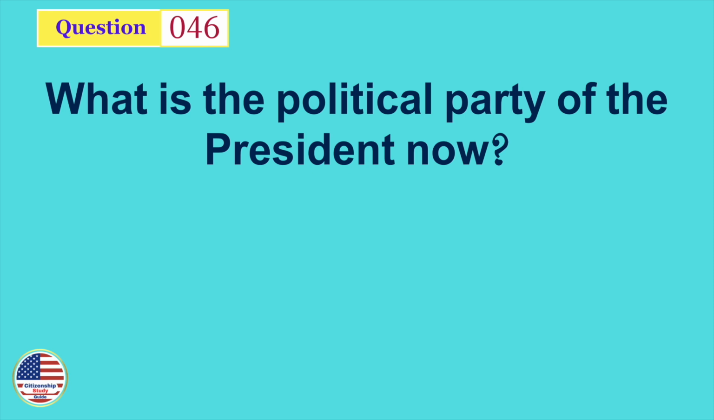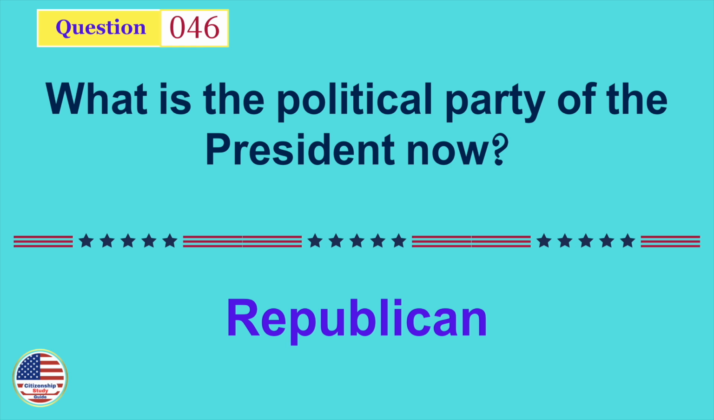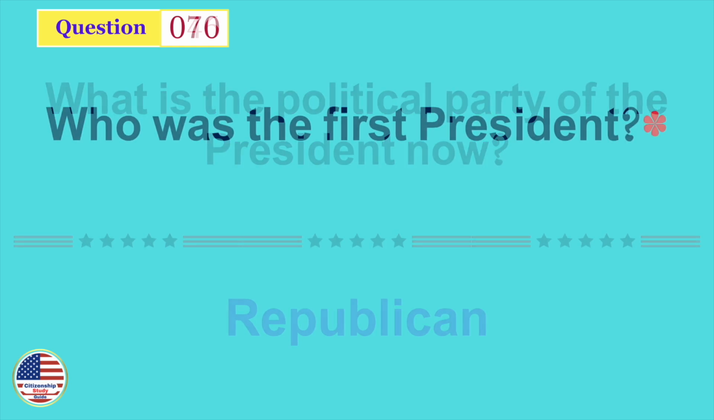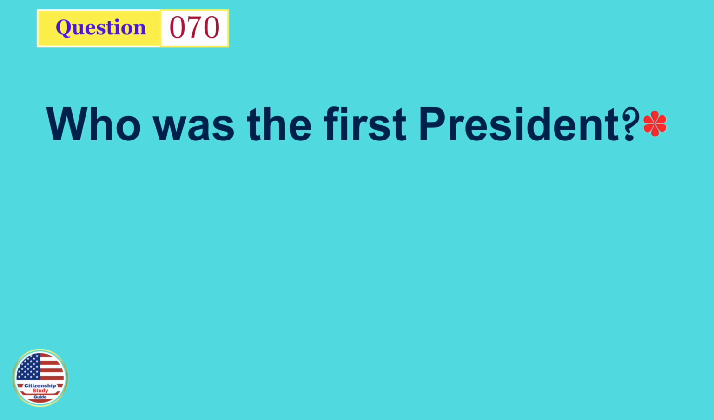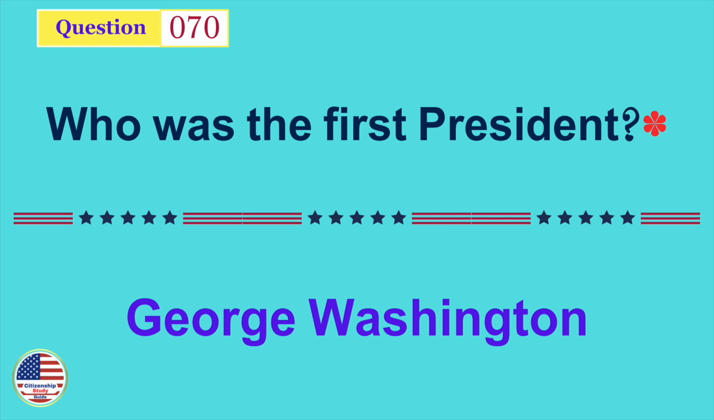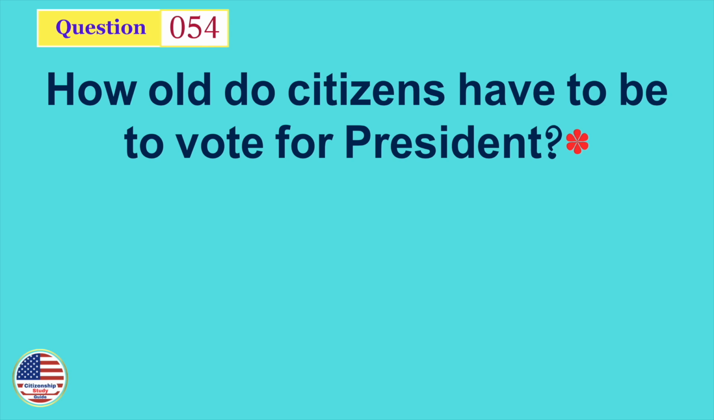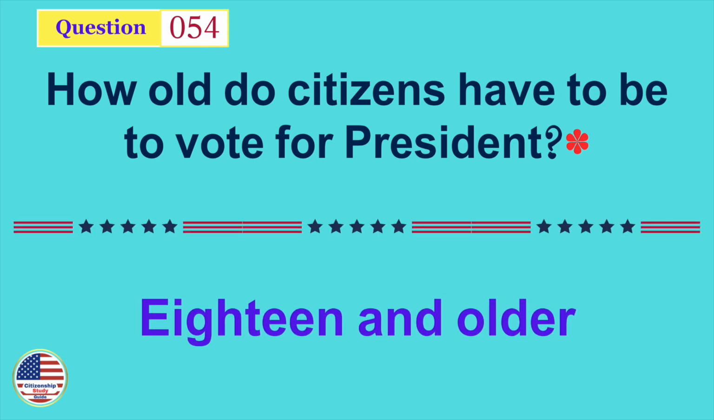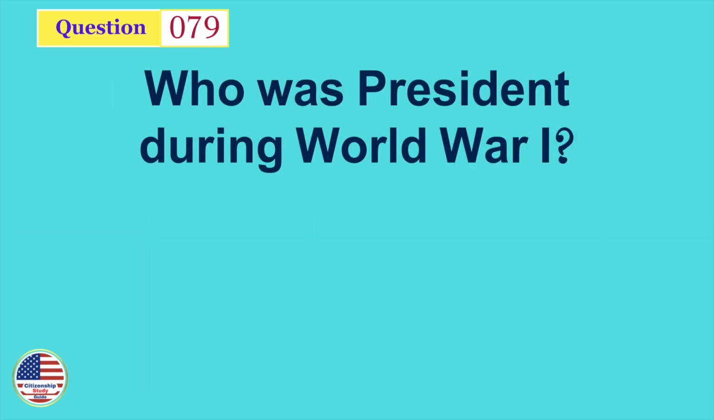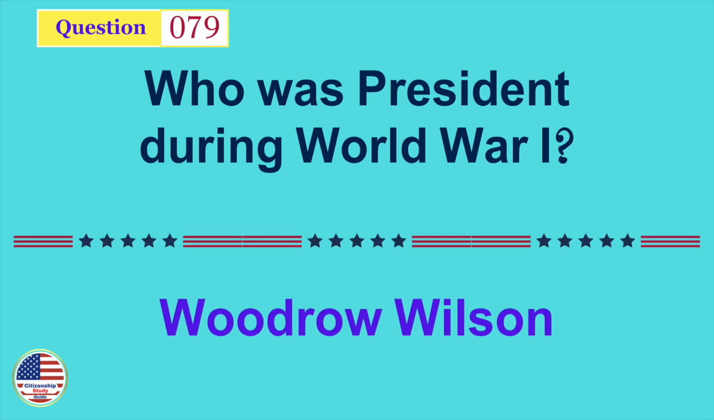What is the political party of the President now? Republican. Who was the first president? George Washington. How old do citizens have to be to vote for president? 18 and older. Who was president during World War I? Woodrow Wilson.